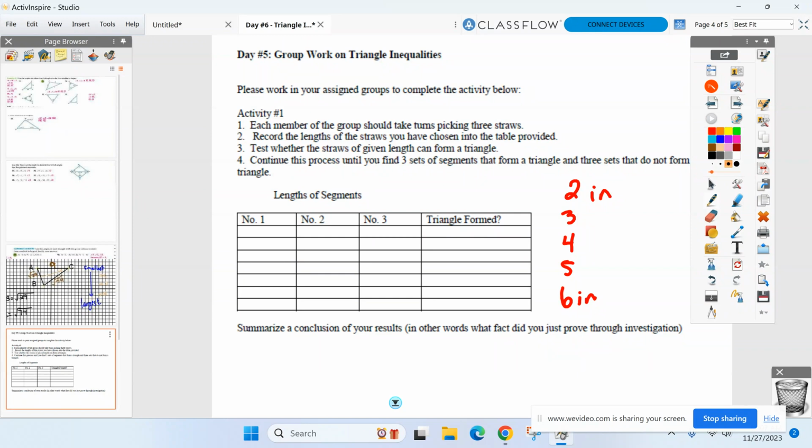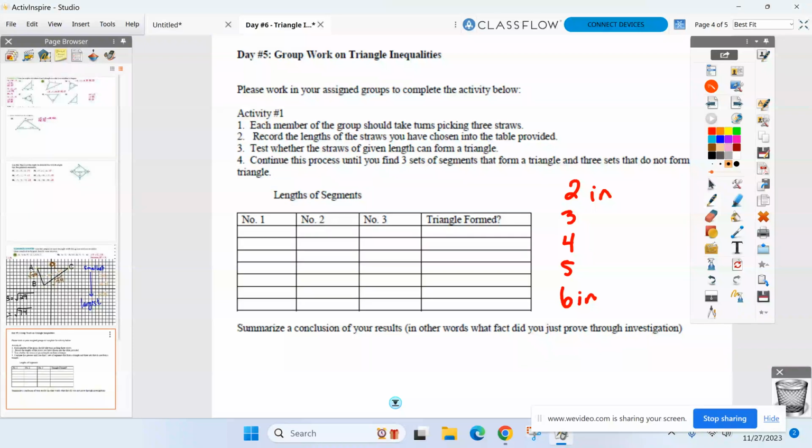Okay, everyone's got their strips. All right, next job. Remember, we're trying to find this rule, that the 3 sides have to fall into a certain rule. Next step, pick three of your strips. Write down their lengths here in your table. And then see if you can put them together to form a triangle.